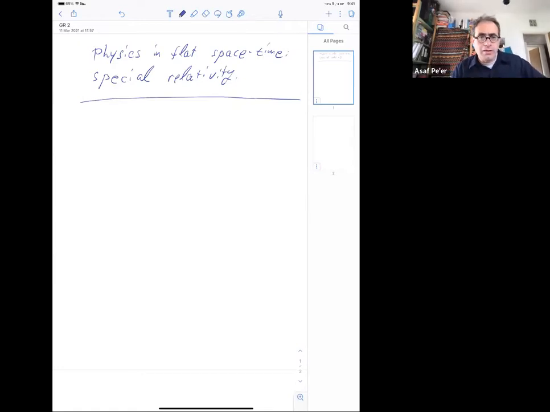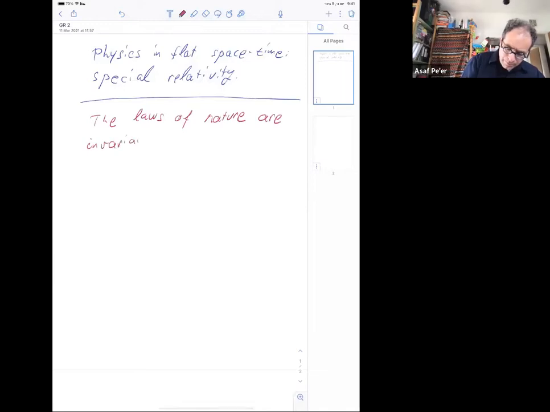Now, I would say special relativity is based on the principle of relativity, right? And the principle of relativity, which we stated previously, says that the laws of nature are invariant in all inertial reference frames. Okay, so let me write it down. The laws of nature are invariant in all inertial reference frames.